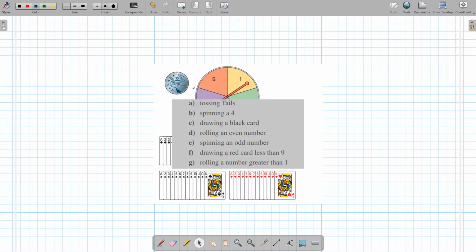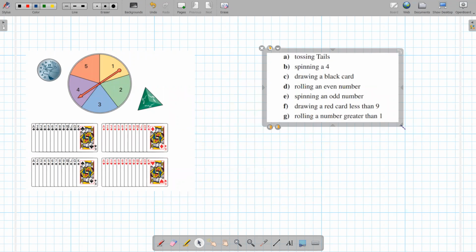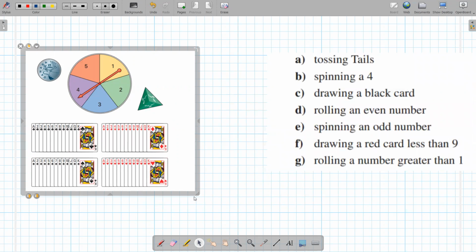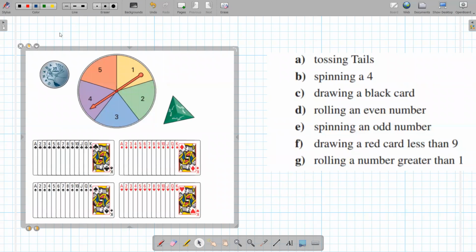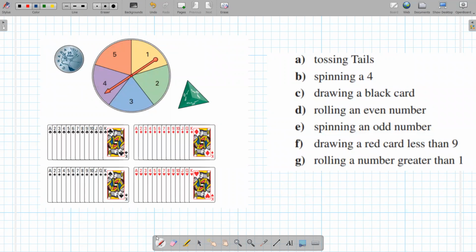Alrighty, let's look at this. Probability you can use in real life as well, like when you're just playing a game. Higher probability is good, I guess, for good outcomes. So let's look at this. You toss a coin. What's the probability that you toss a tail? 1 out of 2. Yeah, good.